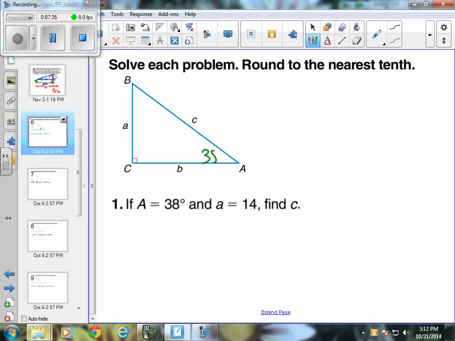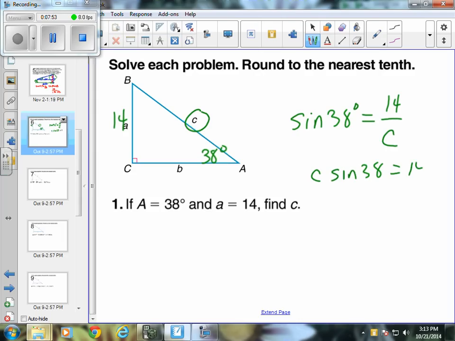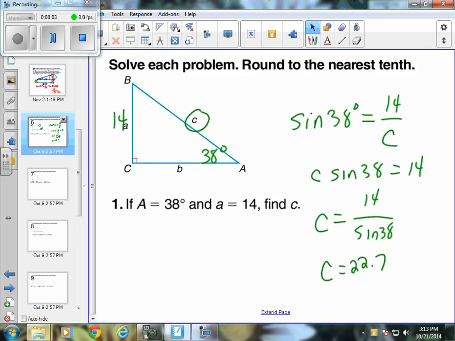If A is 38 degrees and little a is 14, they want you to find C. So you have opposite, you want hypotenuse, so that would be sine. So sine of 38 degrees would be equal to 14 over C. Again, we're going to multiply by C and then divide. So we'd have 14 divided by the sine of 38. And so C would be 22.7. Just practicing to make sure we know which one to use.